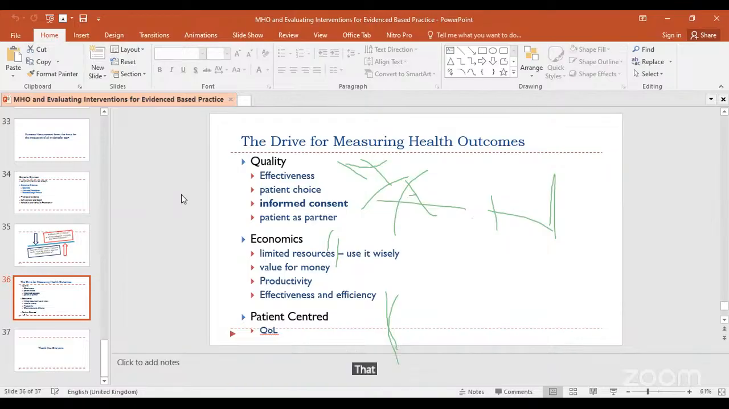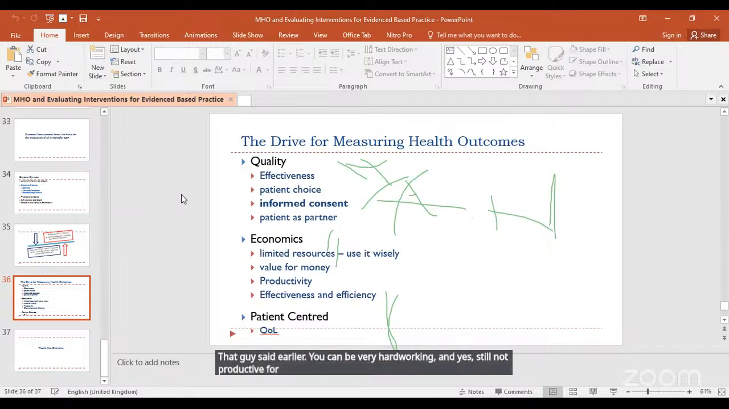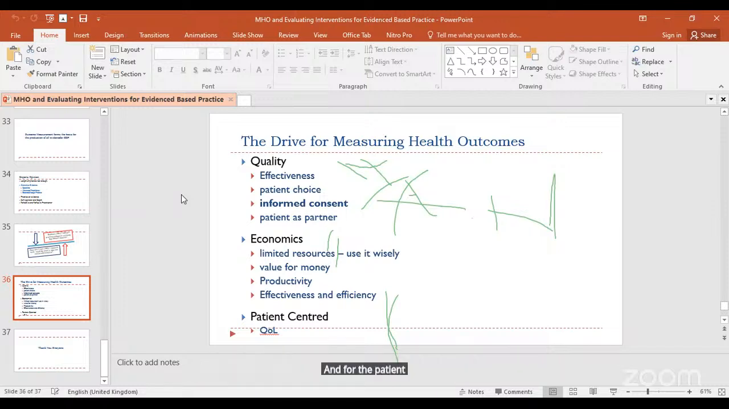Like I said earlier, we can be very hardworking and yet still not productive for ourselves and for the patient. I've been very hardworking, but am I productive for myself? No. Am I happy that I'm not productive for myself? I'm not happy. I wouldn't want any of you young ones here to fall into that. Don't. No matter how hardworking you are, be productive for yourself also, as much as you are productive for your system.